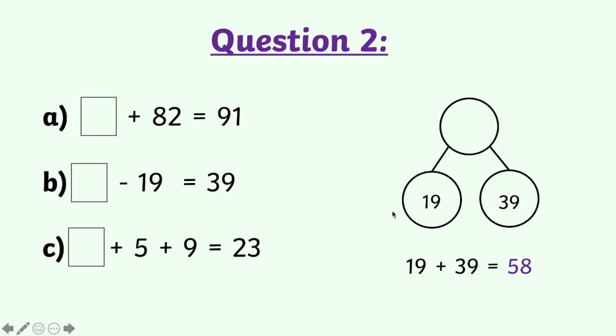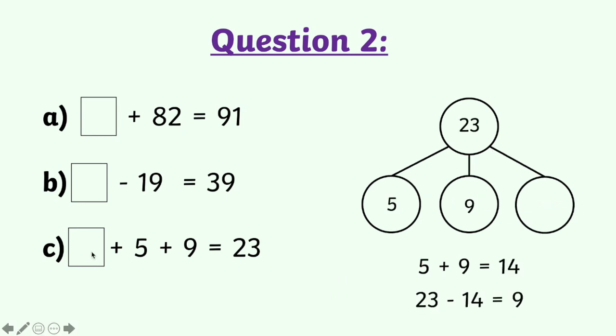And as soon as you've drawn this out, you can see that the way to find out this missing part, you can do 19 add 39, and you'll get 58, and that's your missing number. 58 take away 19 equals 39, or 19 and 39 makes 58. Okay, let's have a look at part C.